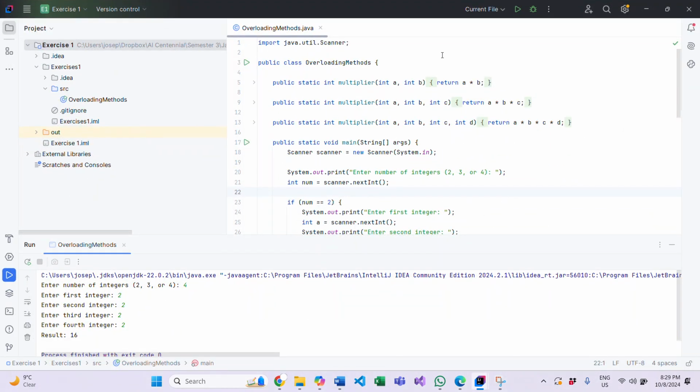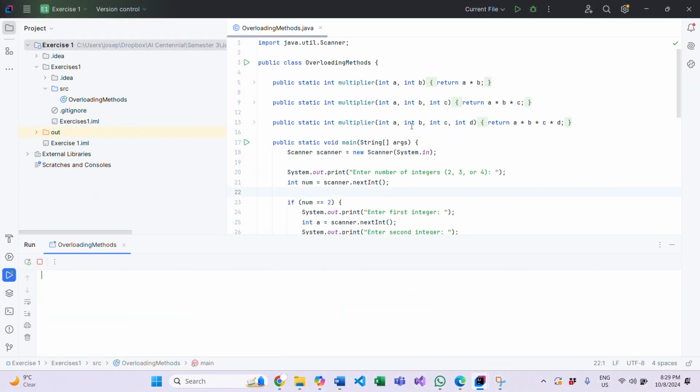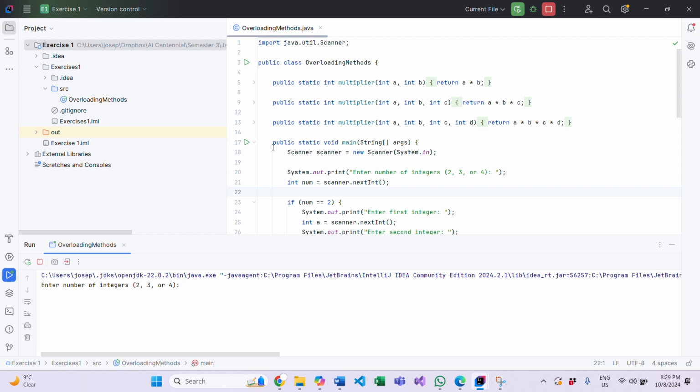So let me just run it again. It's the overloading method. So basically I have a multiplier three times, just passing different parameters each time. So that's how we can overload. I prompted the user to enter either two, three, or four integers. I'm just going to start with two. And then the first integer two, second two, results four.